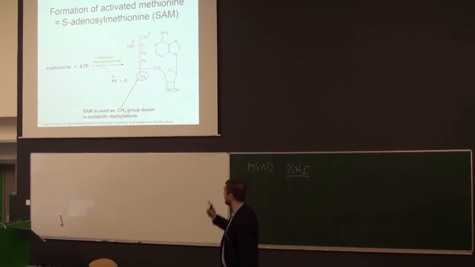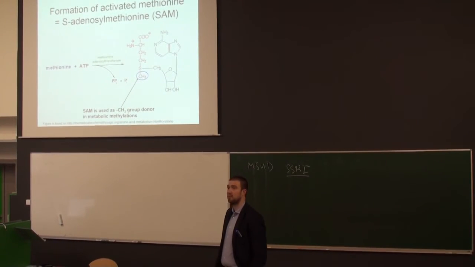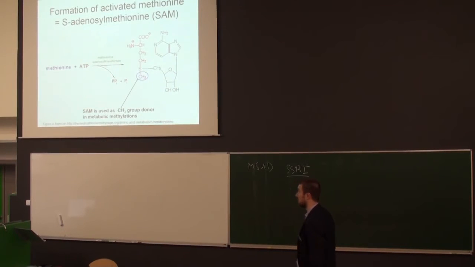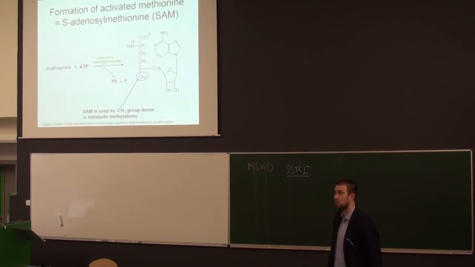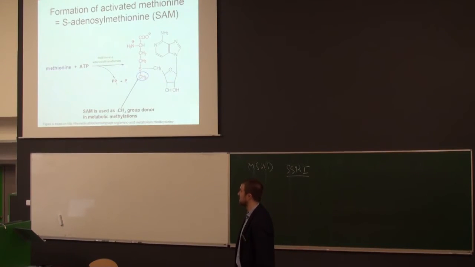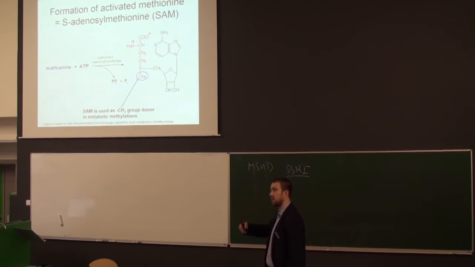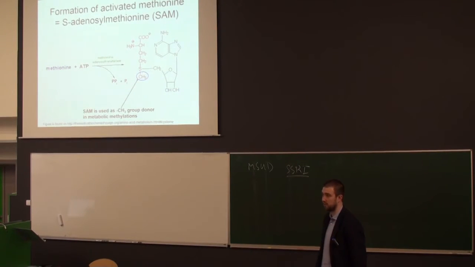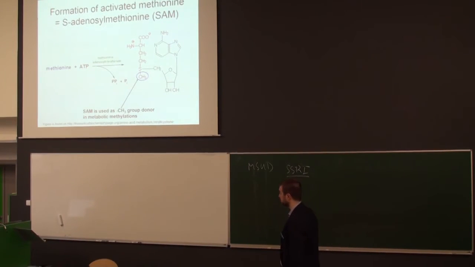For example, this S-adenosyl methionine is used for the synthesis of adrenaline from noradrenaline, so inside the synthesis of catecholamines, or in the synthesis of choline. That means the methylation of phenylamine to choline. So those are reactions that we already mentioned today.